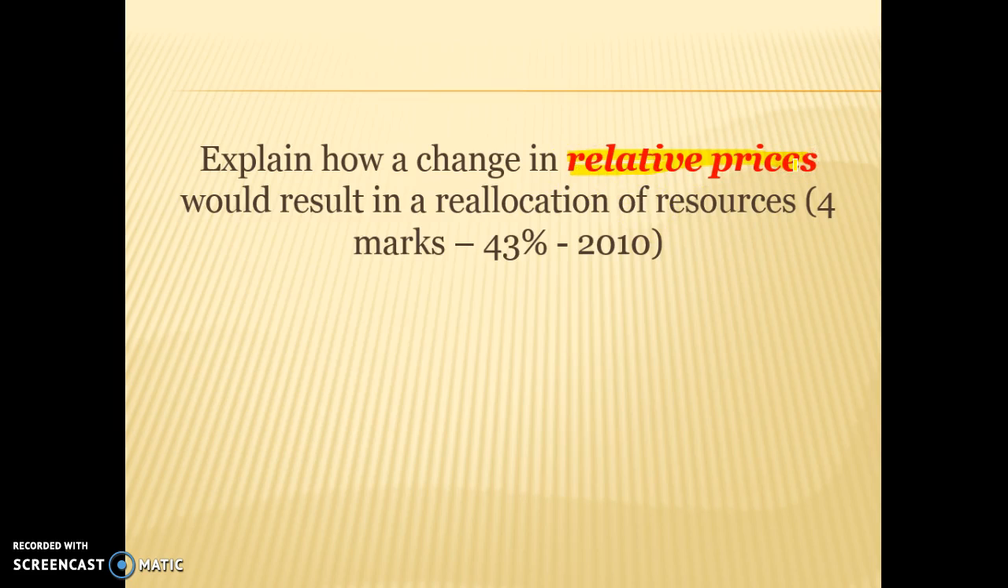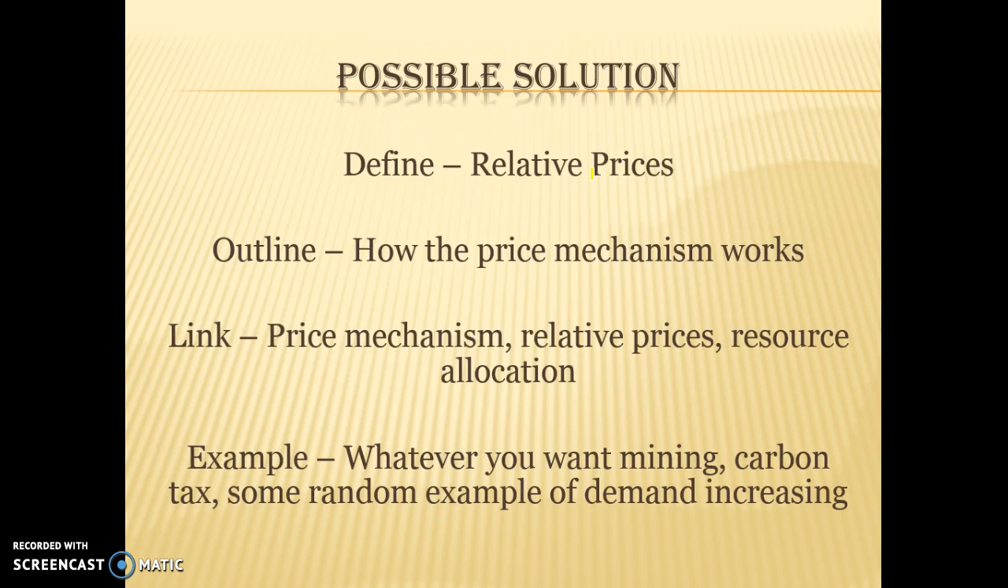This was in the 2010 exam and only got 43%. Very poorly answered, so 1.8 out of 4 or something. In this question, the first thing you want to do is define what relative prices are and how they shift resource allocation. So define relative prices. Outline how the price mechanism works, so how resources shift based on changes in relative prices. And then use an example.